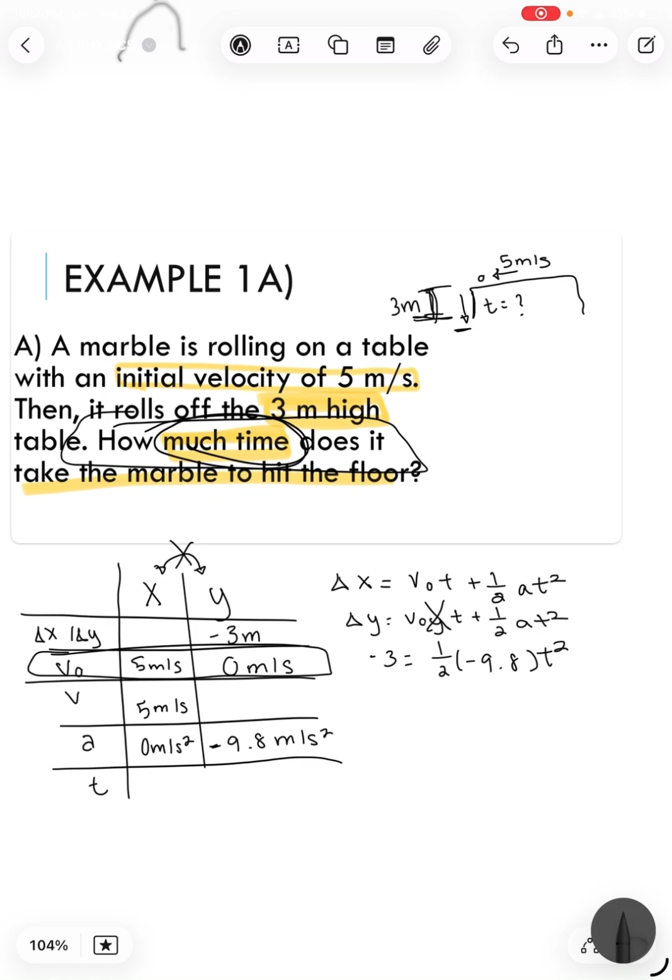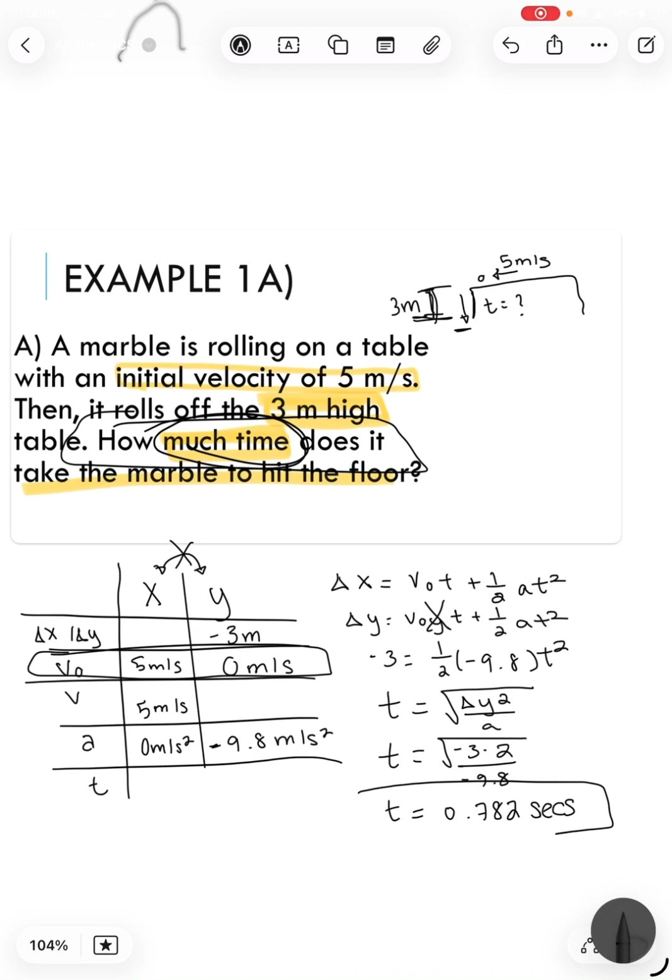All right? So in reality, we can make it t equals the square root of delta y times 2 over acceleration. All right, so then it would be -3 times 2 divided by -9.8, which would then give us a time of 0.782 seconds, rounded to the thousandths place using a calculator. And that is our answer. And that is how you solve for time using what we know.